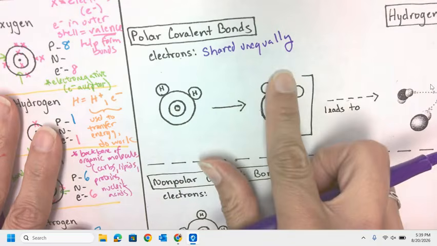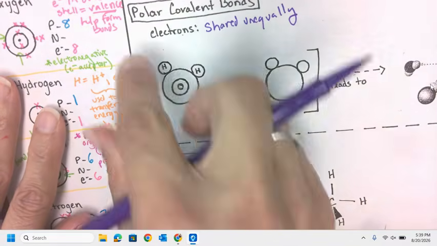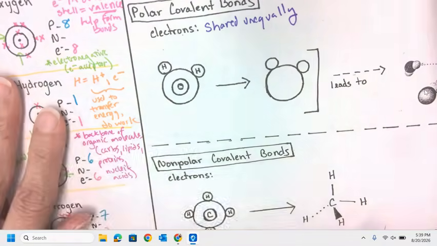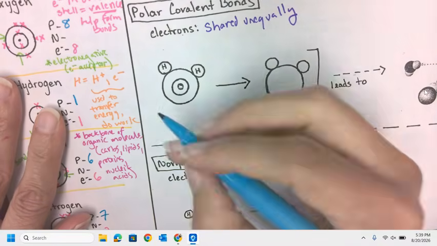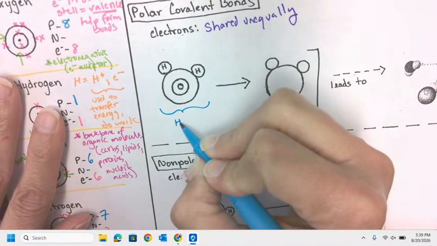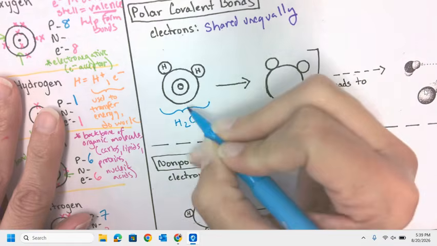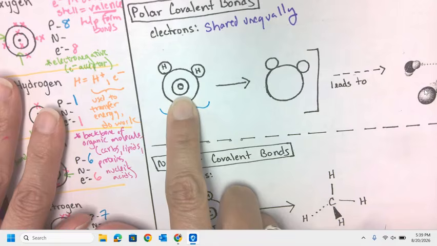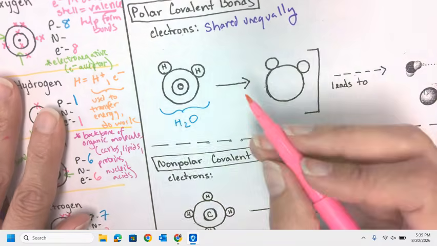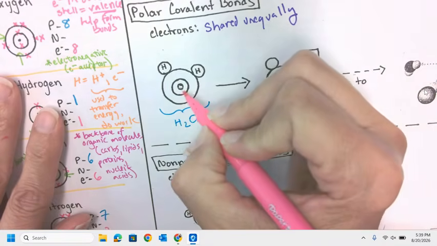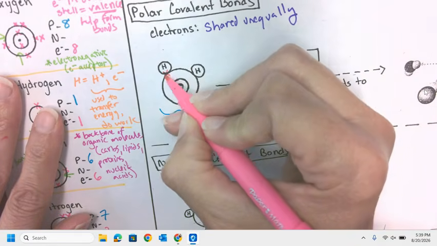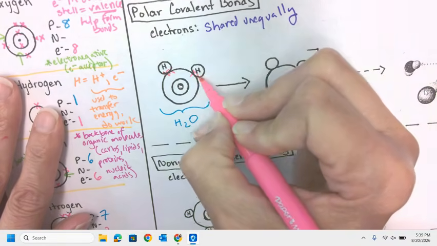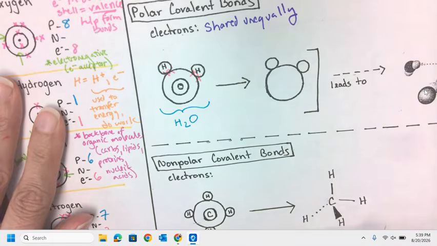An example of a polar covalent bond can be found in water. This is a molecule of water, and as we know, water has 2 hydrogens, H2, and 1 oxygen. Because the oxygen is so electronegative, the electrons in hydrogen and the electrons in oxygen should be shared equally. So they should spend the same time with hydrogen that they spend with oxygen.